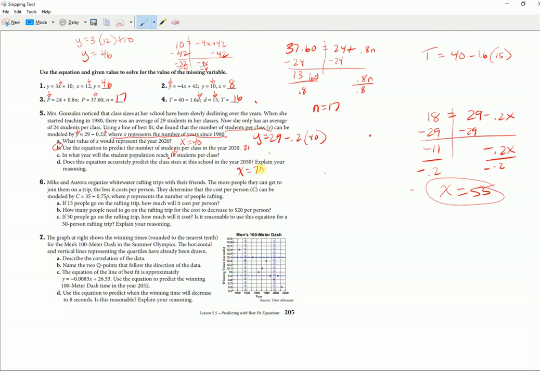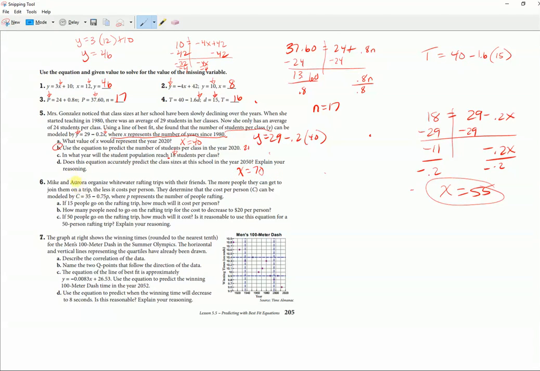Plug in 70 for x and see what happens. So just like in this problem where we hit the 40, we put in the 70, and I think you end up getting 15 for y. And you could say yes, it does model it, we're going to keep getting smaller and smaller classes, or you could say no, classes are going to get bigger and bigger. Really, you can answer it either way, but this is how you're going to do it. You're going to say x is equal to 70.